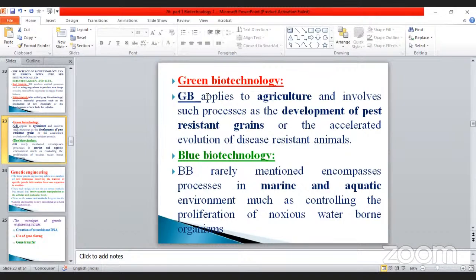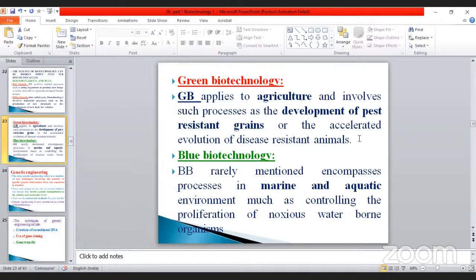Suppose you are planting any commercially oriented plant, whether pulses, cereals, or any other product, fruits and vegetables also. If it does not have pest resistant capacity, what happens? The yield drops completely. So the farmers and the commercial purpose will completely lose their profit, isn't it? That is very, very important. So green biotechnology is a very important one.